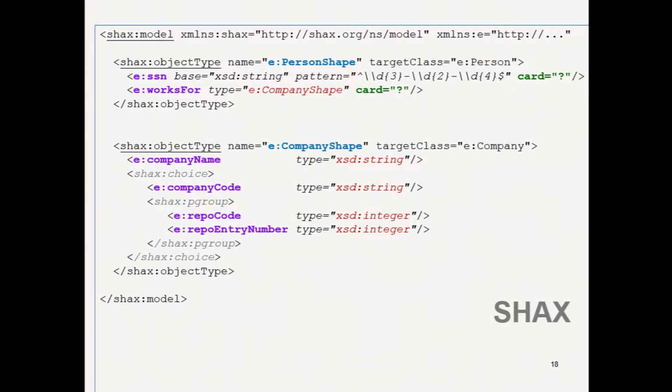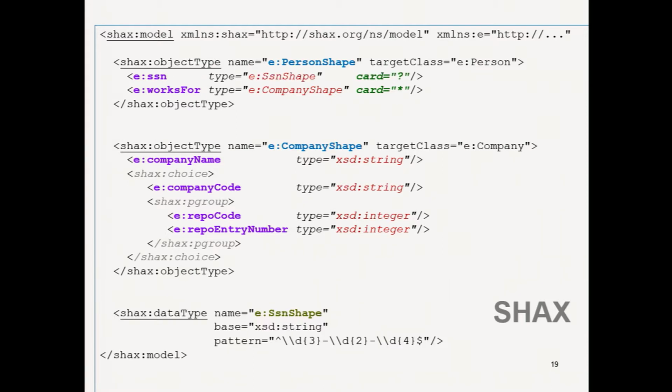Next thing, we notice that the first property has a simple type, which is locally defined. It's always nicer to have globally defined types. So we introduce a global type definition, which in SHAX is a data type element, and reference it again via a type attribute. And finally, we add order to our model.